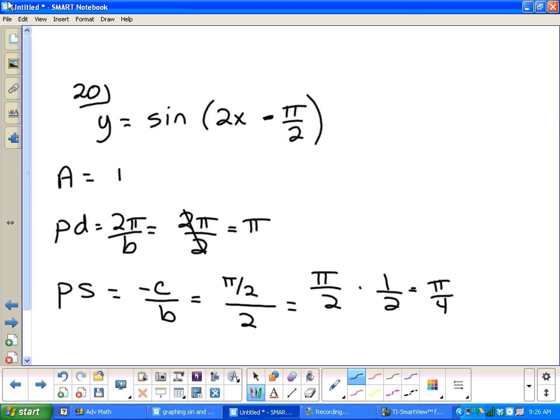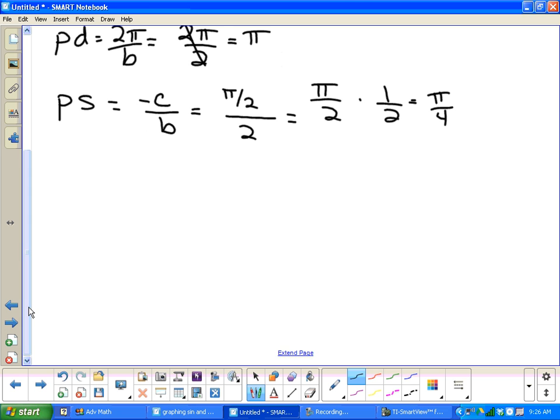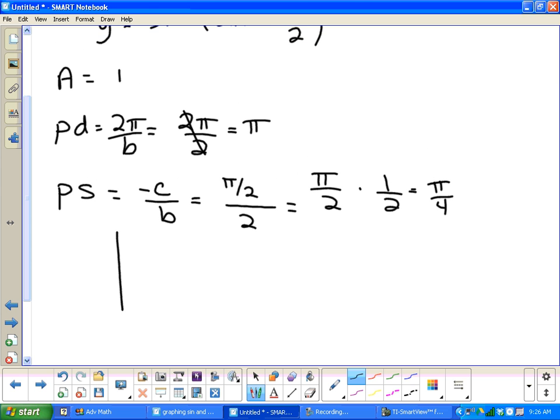Now let me sketch a graph here real quick. So let's see, no vertical shift. So we'll just start with amplitude, which is 1, and -1. Let's go out to the period. 1, 2, 3, 4. What was the period there? Pi. So help me count here. Half is going to be pi over 2. Half of that would be pi over 4. So pi over 4, 2 pi over 4, 3 pi over 4.